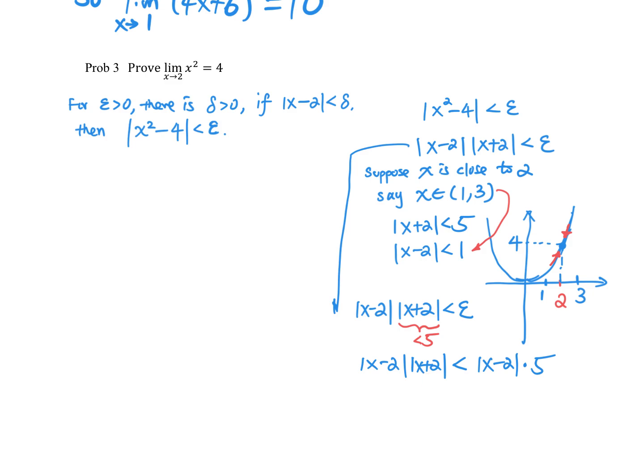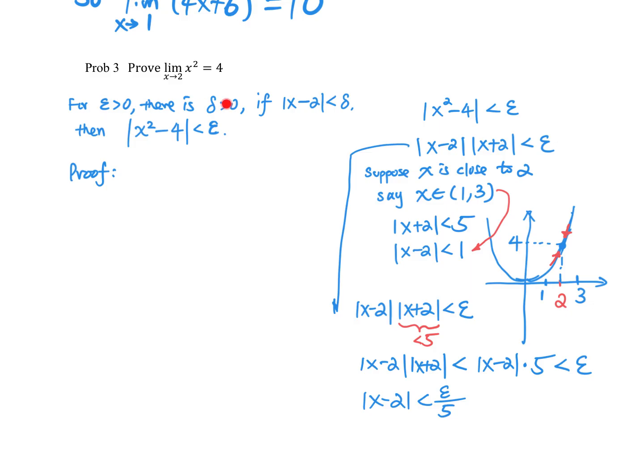And I want this actually to be less than epsilon, okay? And therefore, I want the absolute value of x minus 2 to be smaller than epsilon over 5. So that's the scratch work that I want to do. Now I think I'm ready to write the formal proof. So here's the proof.